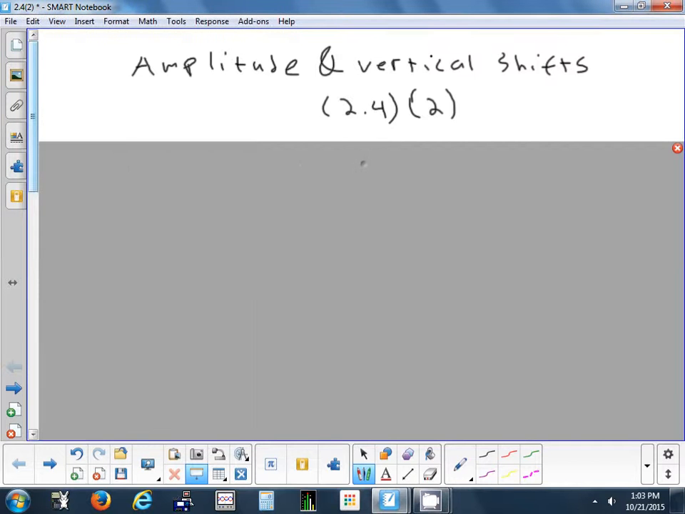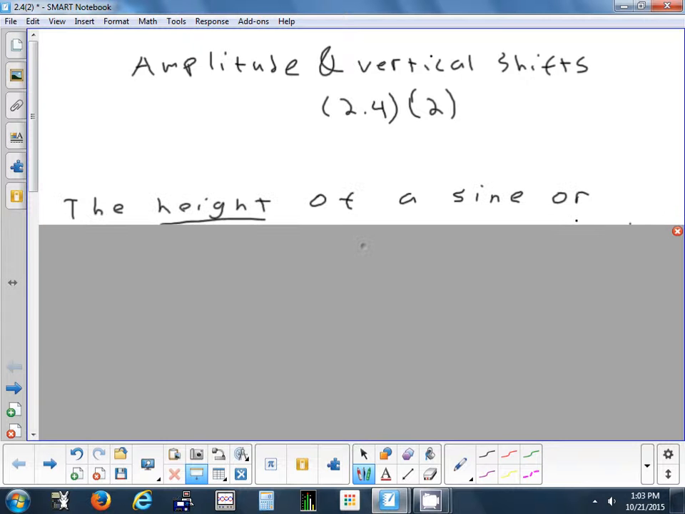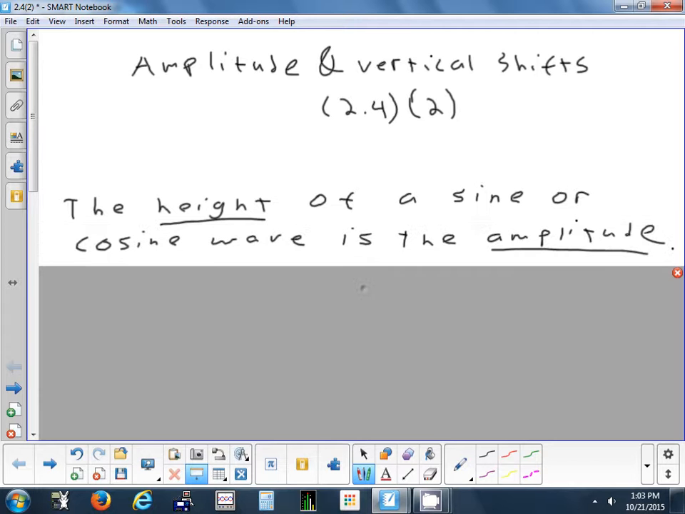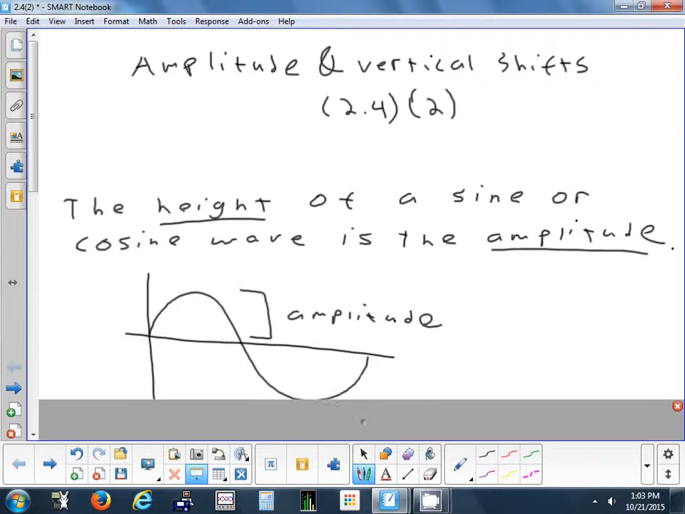Right, so we're going to continue looking at transformations of sine and cosine. Today we'll look at amplitude and vertical shifts. First thing is, what is amplitude? Amplitude basically means the height. You're finding the height of the wave.